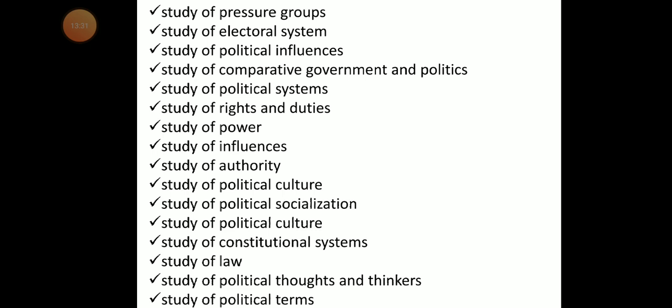Next, study of electoral systems. Electoral system means who is responsible for the election, how the representatives are elected, and what the different methods adopted to elect the representatives are. So all these form part of the scope of political science. Study of political influences. Political parties, pressure groups, interest groups, labor groups, and unions all have certain influences. So we study all this, their influence also, in its scope. It is part of the scope of political science.